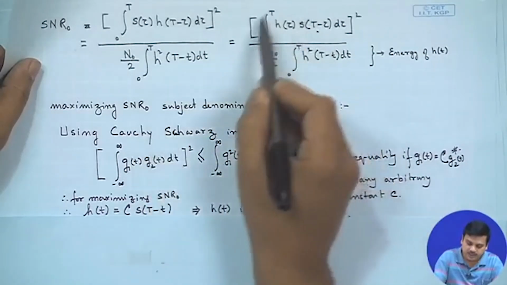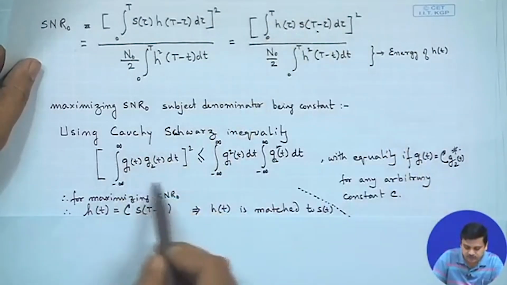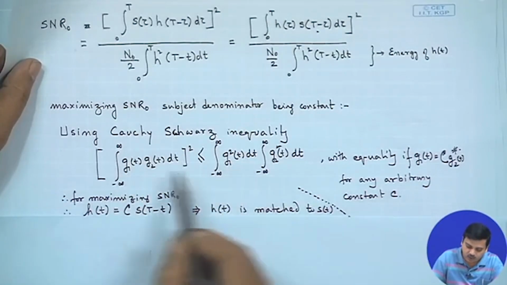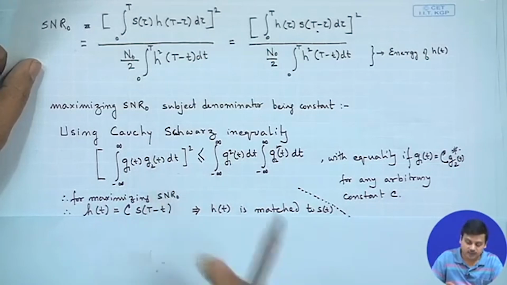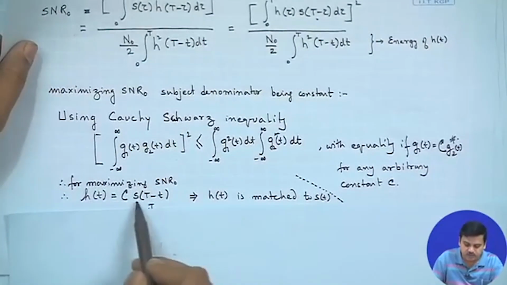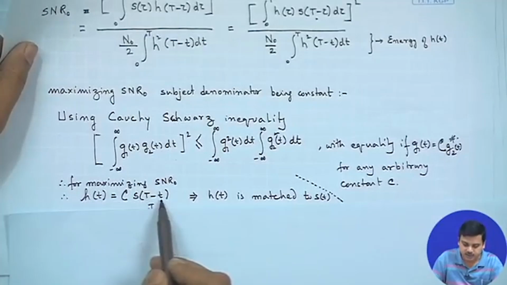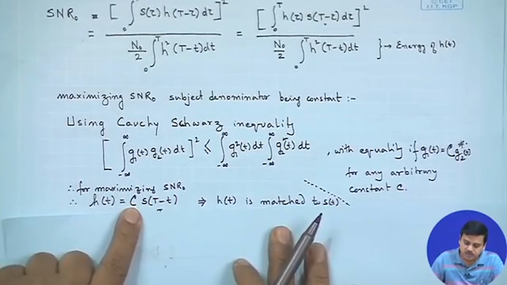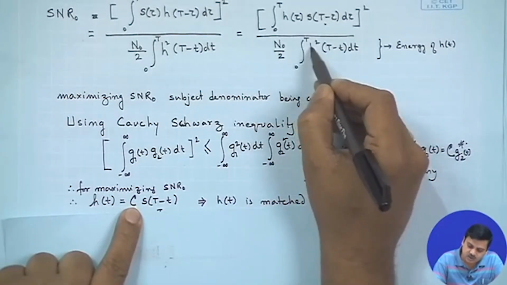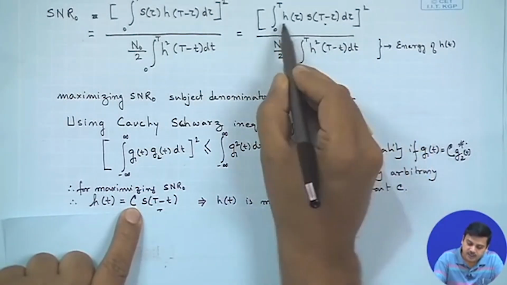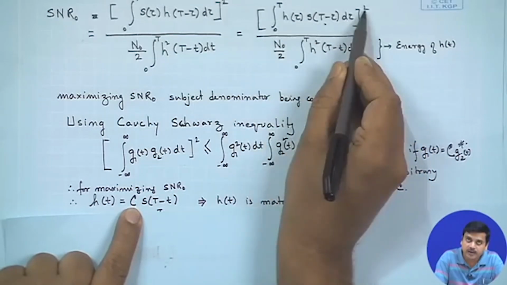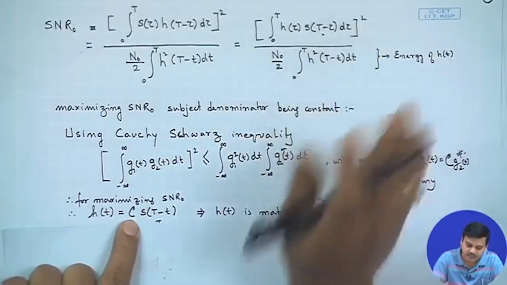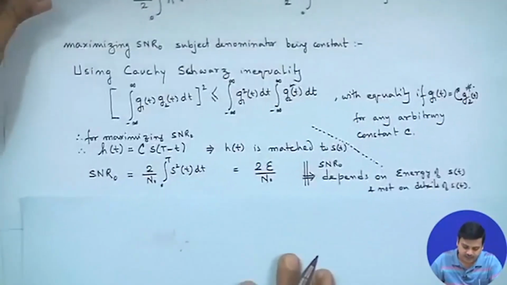So, this expression attains the maximum value when one of the functions is equal to the other function, right. That means h of t is equal to c times s of T minus t. There will be this c that remains as the constant. What we will find is that the c squared term appears in the denominator and c squared appears in the numerator as well. So, they will cancel out each other, and it will not affect the SNR.